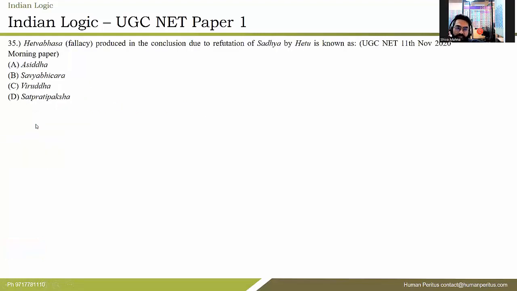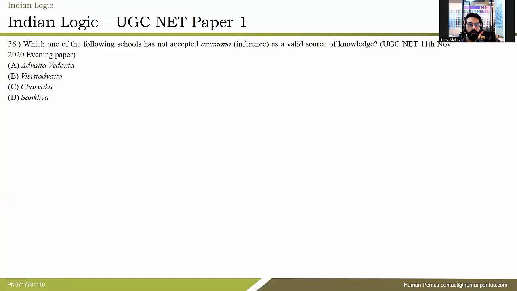Moving on. Fallacy produced in conclusion due to refutation of Sadhya by Hetu. We have even done this one before. The correct answer is Viruddha. Right? Now, moving on. Which of the following schools has not accepted Anumana as a valid source? The correct answer is Charvaka.